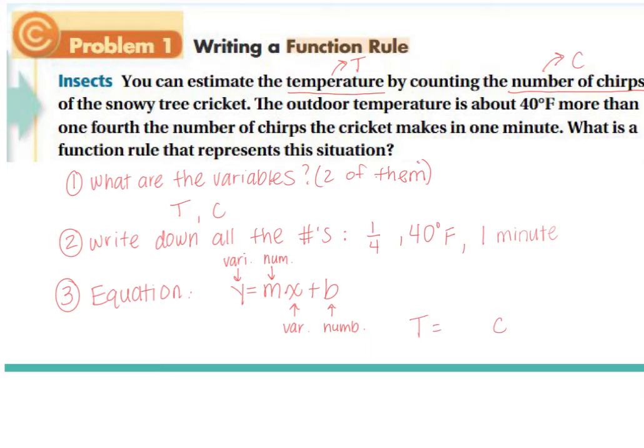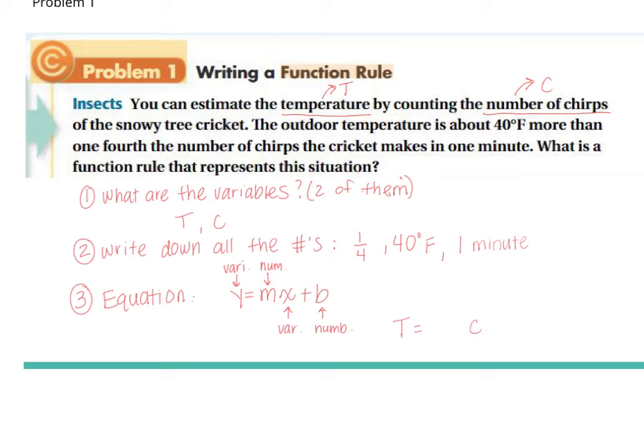Okay, so now we've got T equals C. We have to multiply C by something, and we have to add something to C. What do you think we add to C? Read the question carefully. So around these numbers, we've got 40 degrees Fahrenheit more than, and then 1/4 the number of chirps that they make in 1 minute. Which one of these things do you think we add to C?